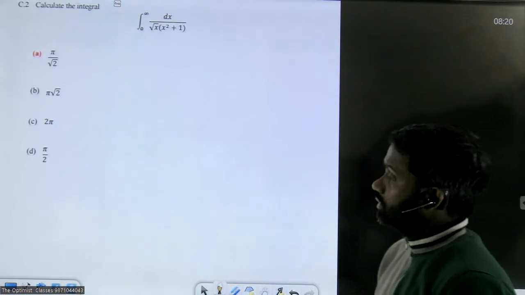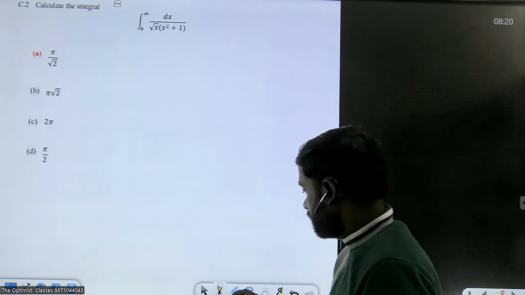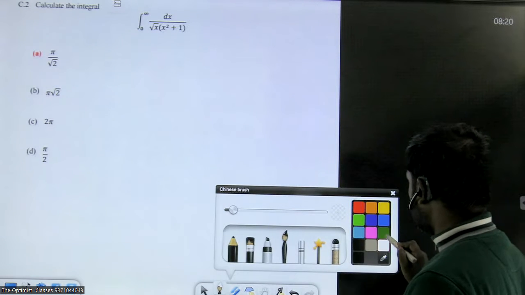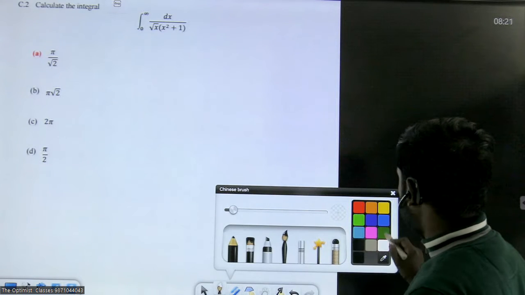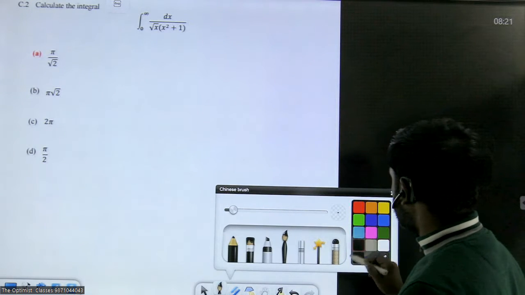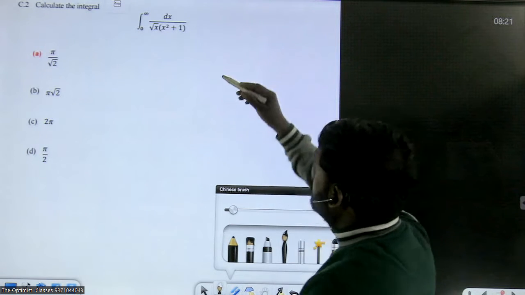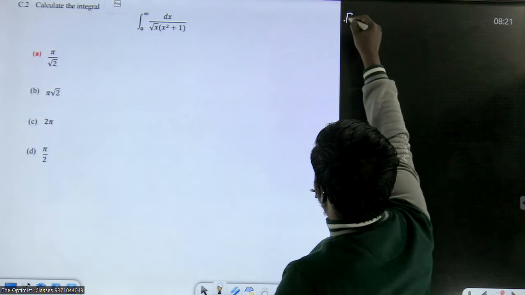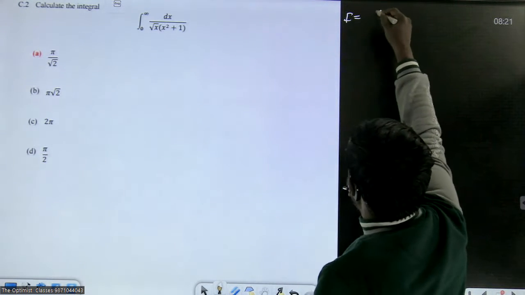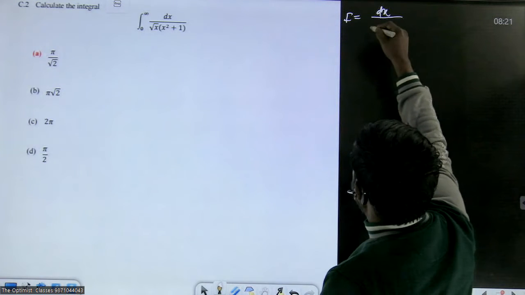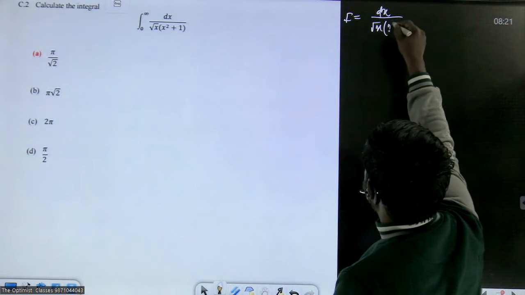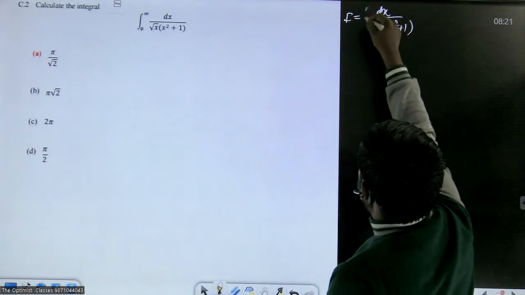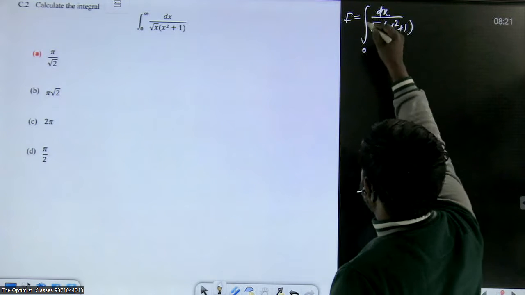Now let's do this question. This is a very standard question which is almost given in every book of mathematical physics. See, in this question there is an integration. We have to do this integration: I is equal to the integral of dx divided by root x and x square plus 1, from 0 to infinity.